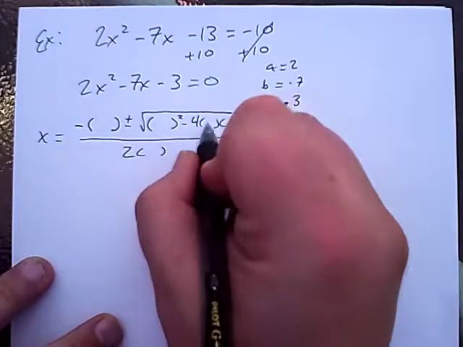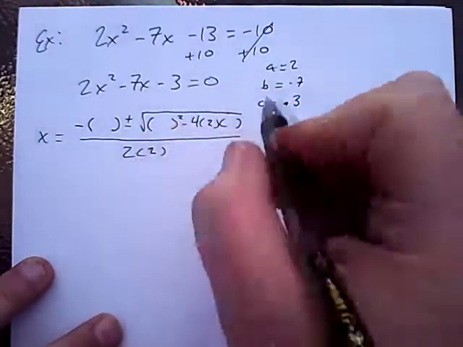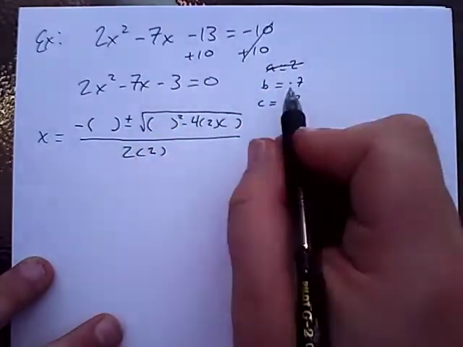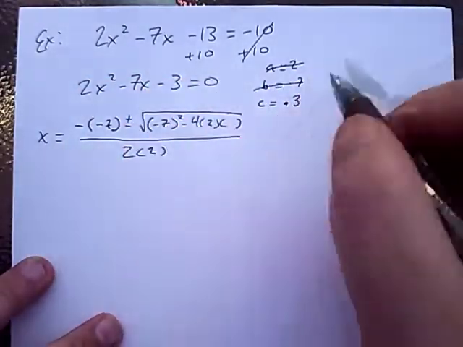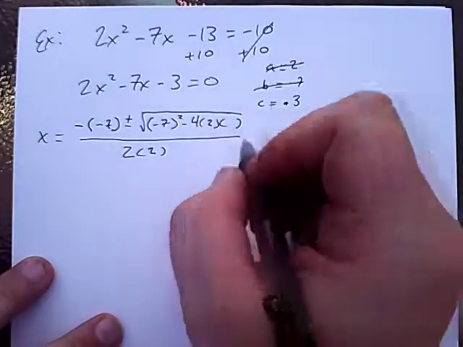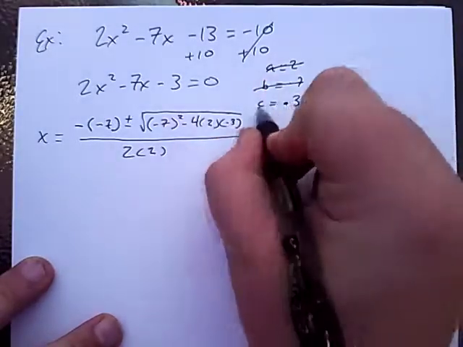A is 2, and that's going to go here and here. So I'm done with my A. B is negative 7, and that guy goes here and here. I'm done with him. And C is negative 3, and he only goes right here. So I'm done with him.